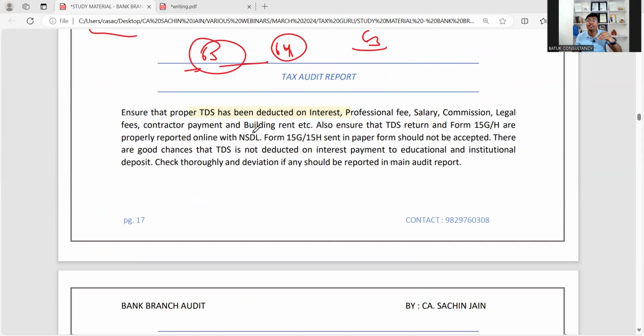Now, tax audit report. If this is applicable for you, in that case, in the tax audit report we are going to check the TDS deduction and the filing of the returns. Okay.